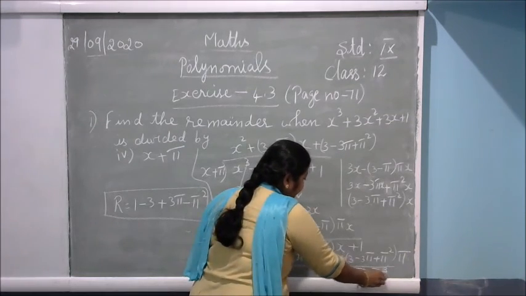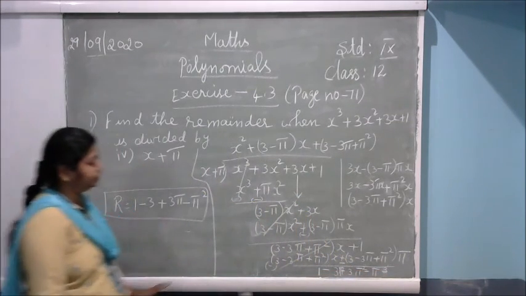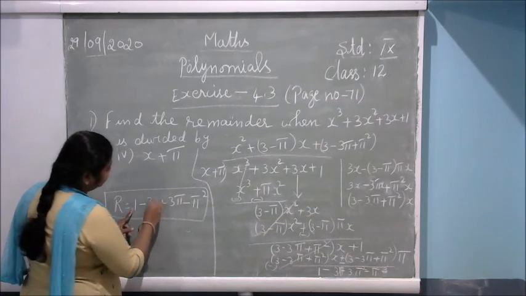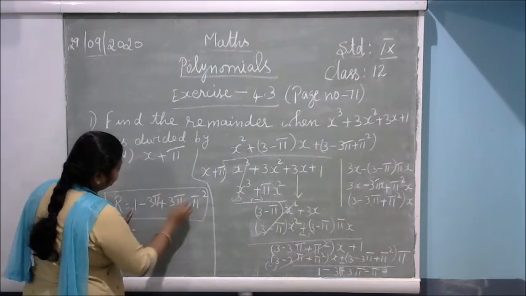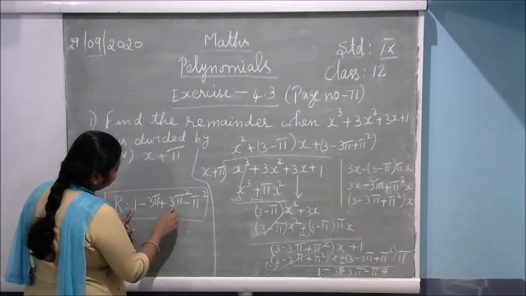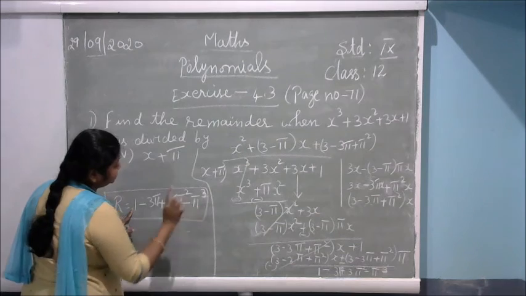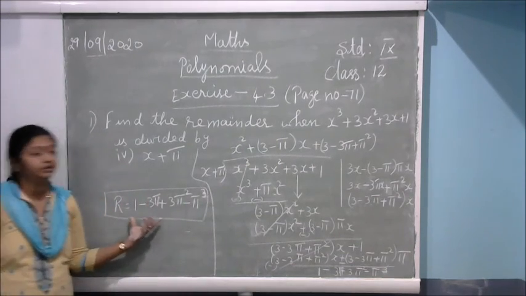So what is your remainder? The remainder only you have to find out now. So your remainder is that 1 minus 3 pi square plus 3 pi square minus 3 minus pi cube. Okay, this is only your remainder.